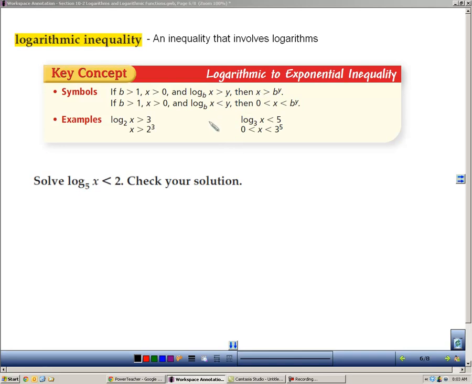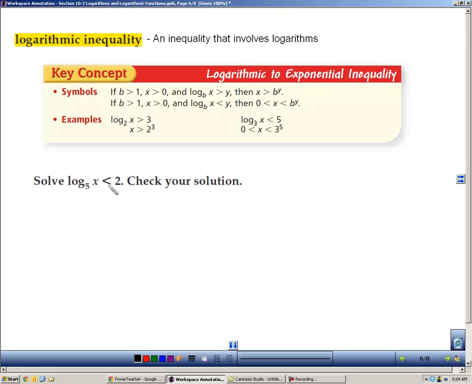The only thing that might be a little different is if you have a less than sign, you need to make sure that when you turn it into an exponential that you're never going to go less than 0. Because if you turn this into an exponential function, the base will always be a whole number, and therefore you're never going to get a number that is smaller than 0.